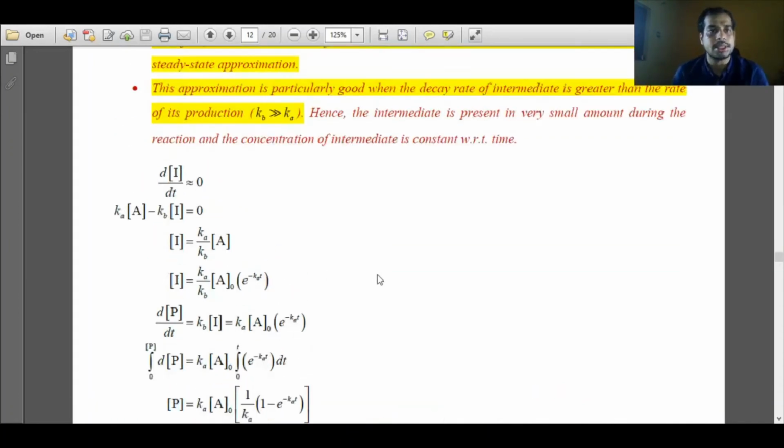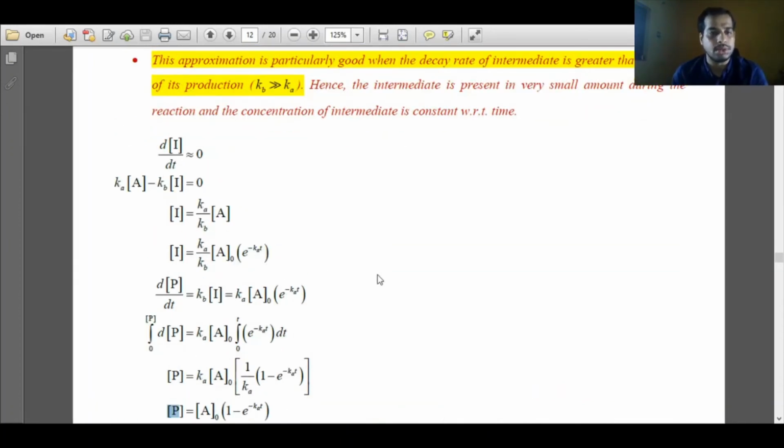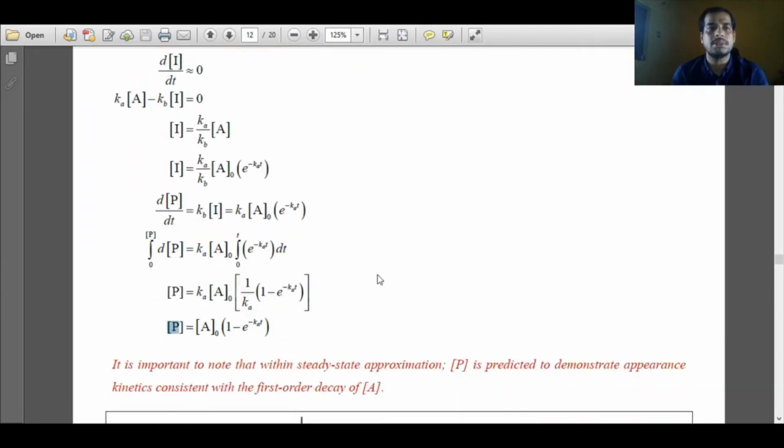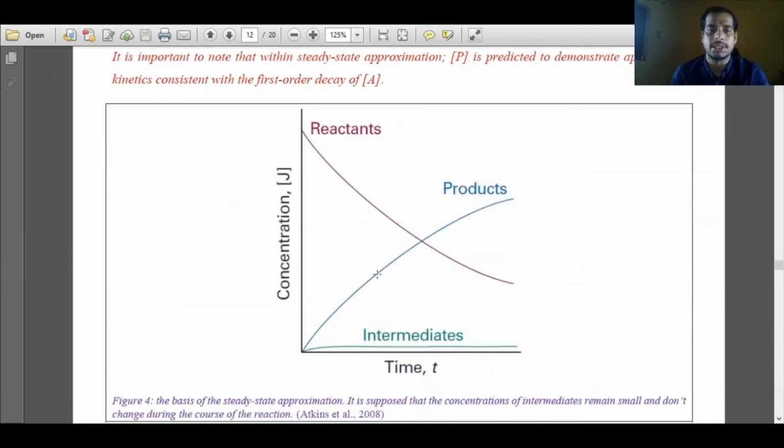Again, what is steady state approximation? Two conditions to remember. The first condition is that the decay of the intermediate is much faster than its formation, that is Kb is much greater than Ka. And the second condition is that after a certain time t, the rate at which the intermediate concentration changes with respect to time is 0, meaning the intermediate is not changing at all with respect to time.